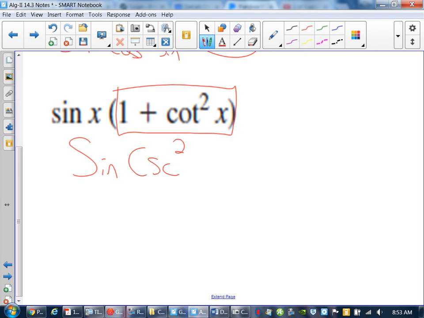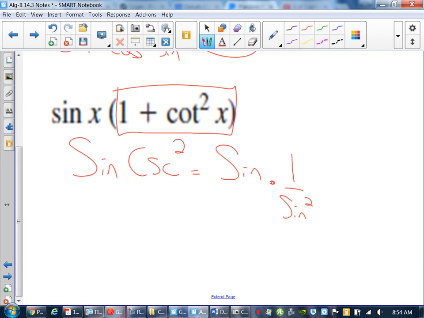Cosecant squared is the reciprocal of what? 1 over sine. So if it's cosecant squared, what would it be? 1 over sine squared. It works the same. Okay? So then you get sine times 1 over sine squared. And what happens? How many sines do I cancel?